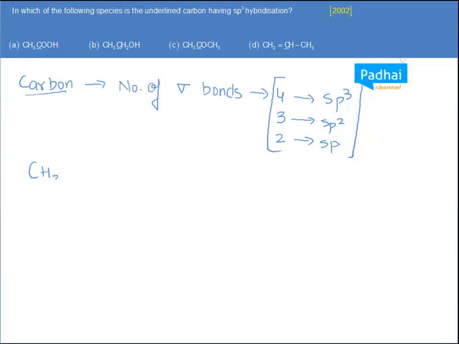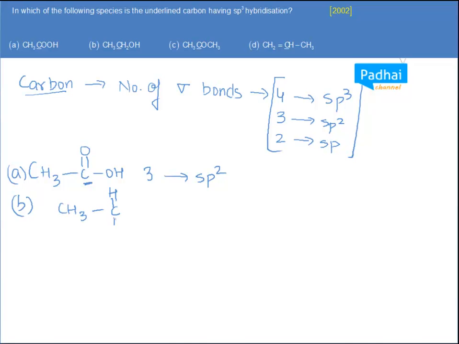The question says, option A is CH3, C double bond O, OH. Now we have to calculate the hybridization of this carbon. How many sigma bonds is it forming? 1, 2, 3, right? These are the sigma bonds. This one is the pi bond. So basically it is having 3 sigma bonds. That means the hybridization is sp2, right?